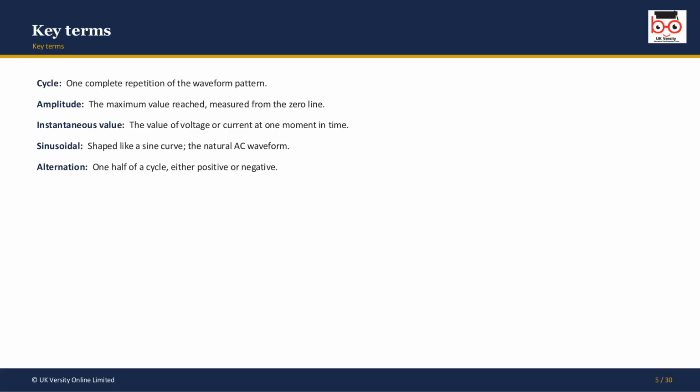Let's fix a few terms. A cycle is one complete repetition of the waveform. The amplitude is the maximum value it reaches, measured from the zero line. The instantaneous value is simply the voltage or current at one particular moment. Sinusoidal means shaped like a sine curve, the natural AC waveform, and an alternation is one half of a cycle, either the positive or the negative part.